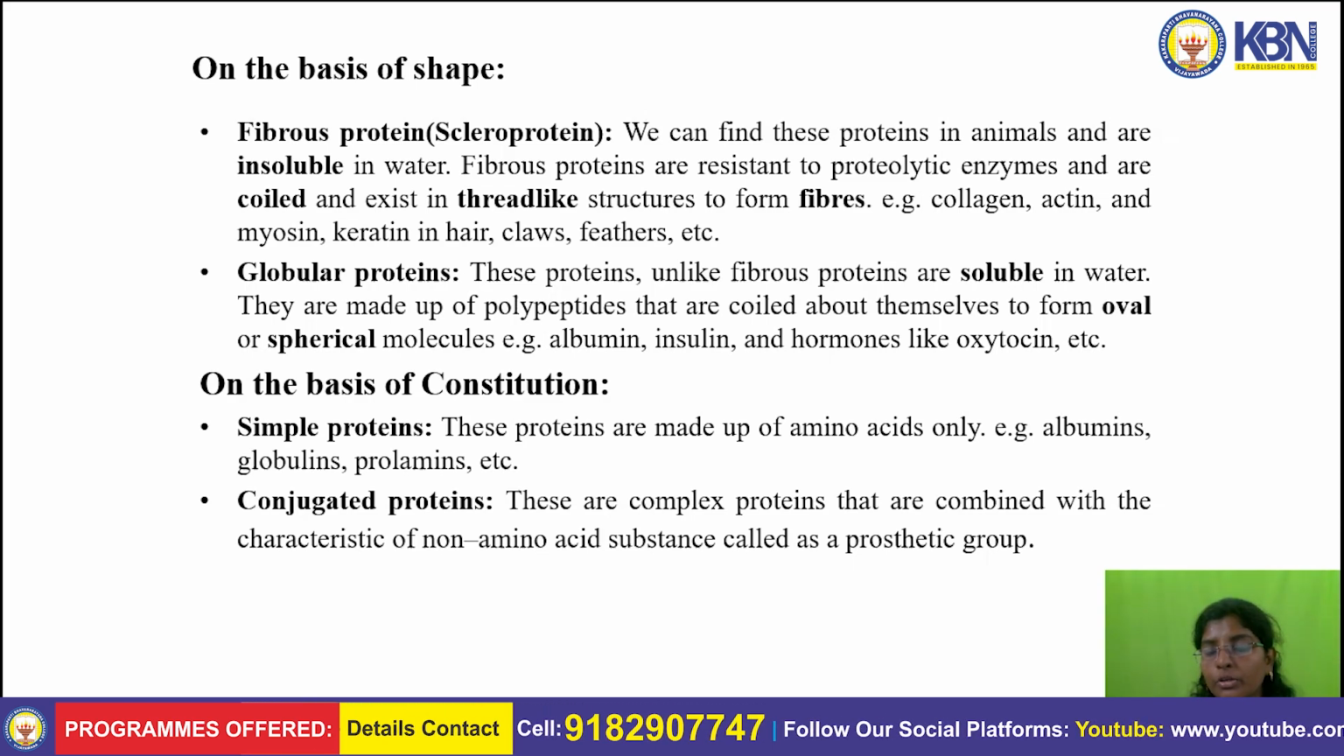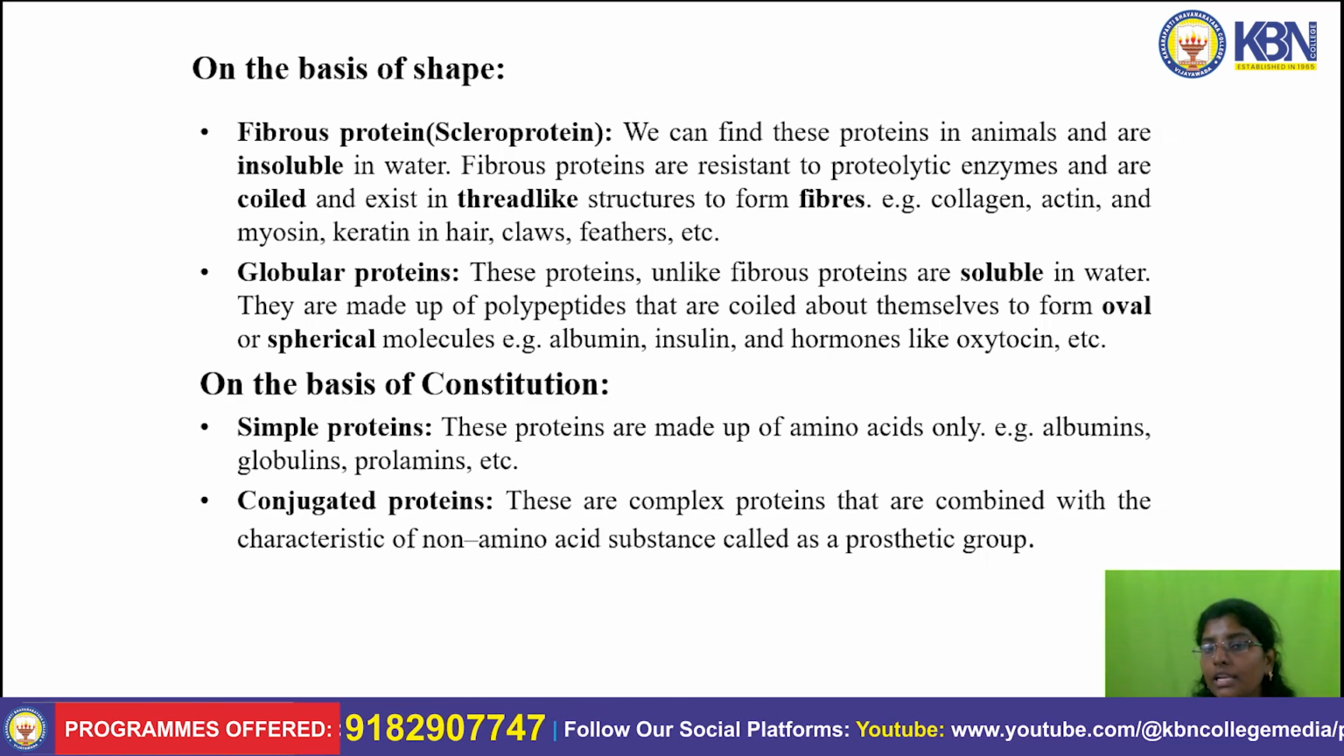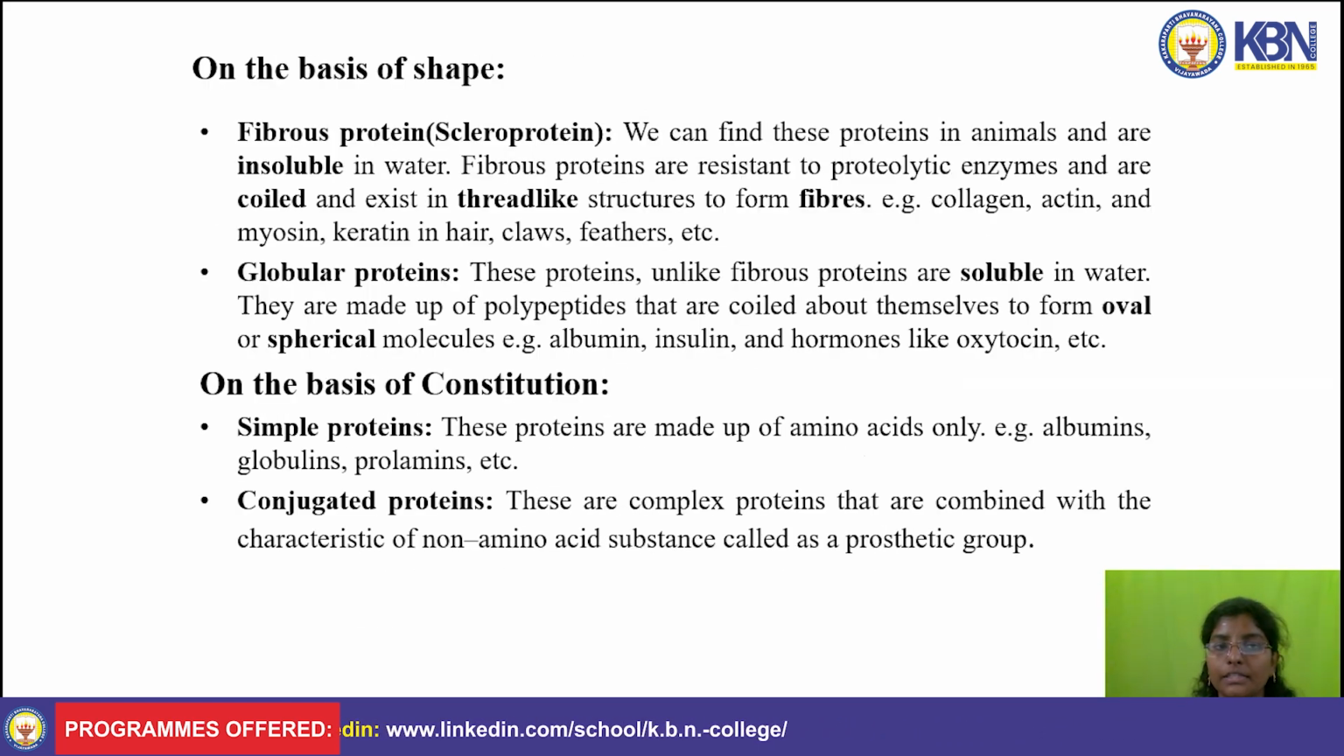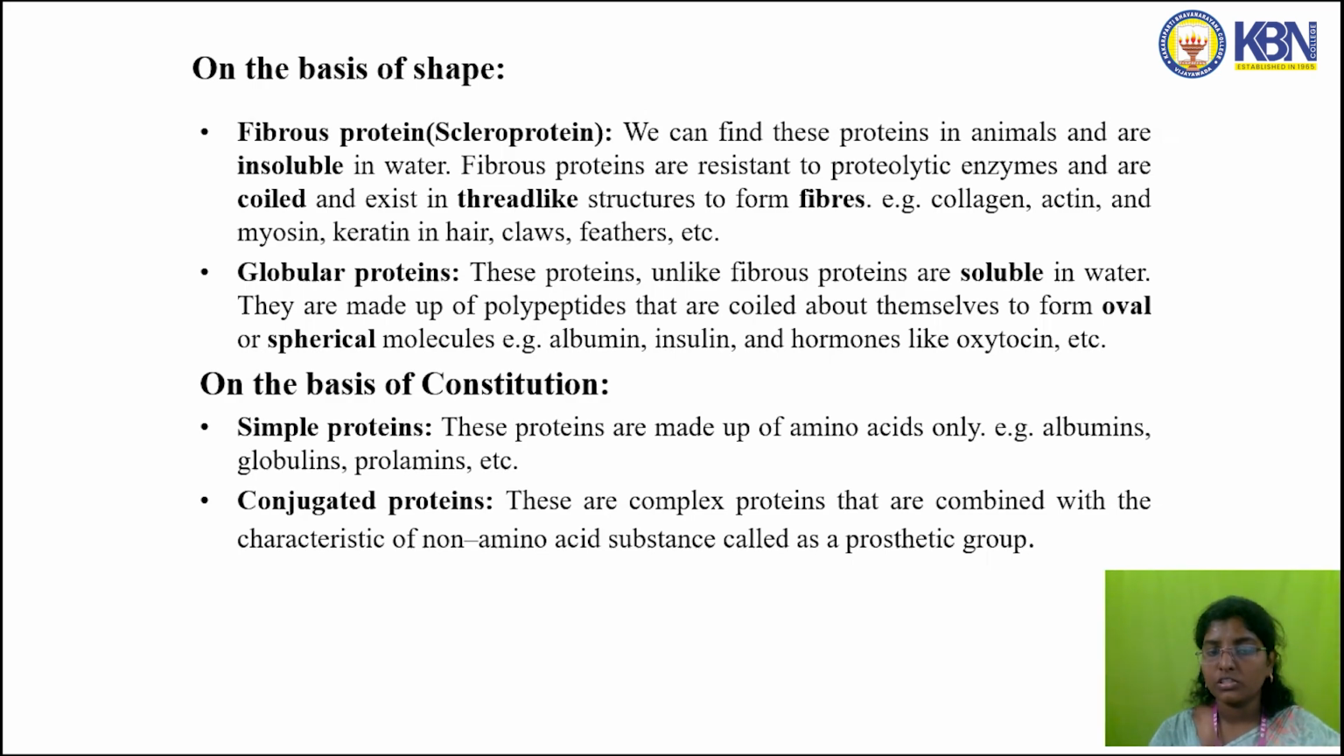Globular proteins, unlike fibrous proteins, are soluble in water, and they are made up of polypeptides that are coiled about themselves to form oval or spherical molecules. Examples: albumin, insulin, and hormones like oxytocin. And next, on the basis of constitution, proteins are divided into simple and conjugated. Simple proteins are made up of amino acids only: albumins, globulins, and prolamins.